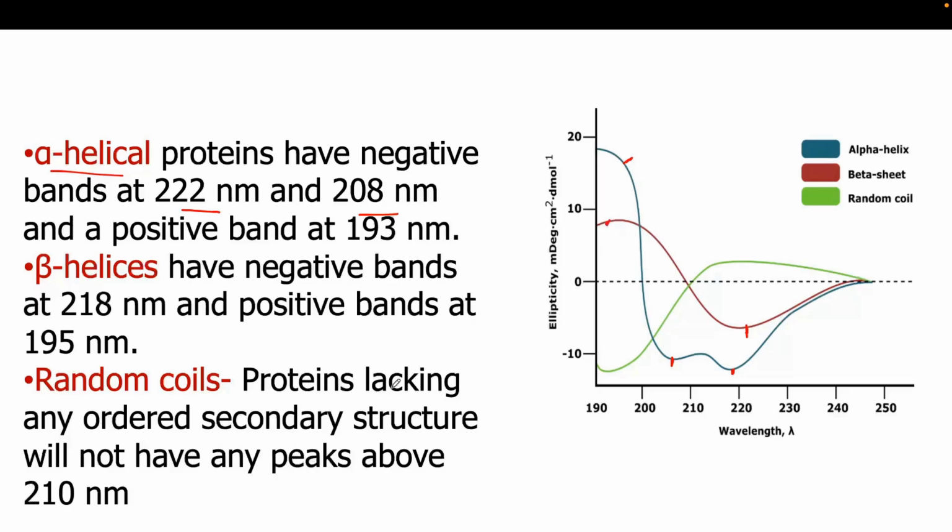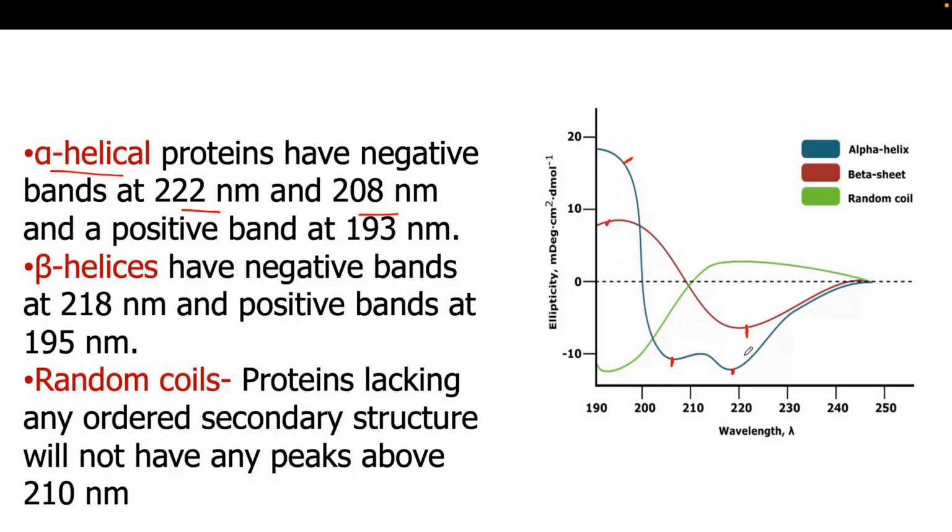Then you have the random coil. A protein lacking any ordered secondary structure will not have any peak above 210 nanometer. So here it will not have any peaks apart from near 210 nanometer. There will be no peak, it will be flat. So this is the random coil. These are three different types of secondary structural content spectra.